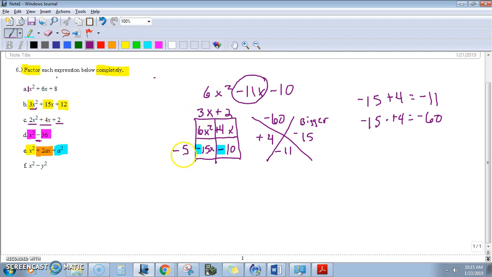And 3x times what will be 6x squared, and that's going to be 2x. So in just a normal problem, we're going to get 3x plus 2 times 2x minus 5.